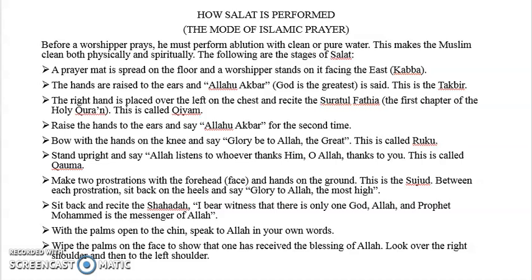The Muslim then makes 2 prostrations, with the forehead or the face on the ground together with the hands. This is known as Sujud. Between each prostration, the Muslim sits back on the heels and says, Glory to Allah the Most High. Then the Muslim sits back and recites the Shahada. That is, I bear witness that there is only one God, that is Allah, and Prophet Muhammad is the messenger of Allah. With the open palms to the chin, the Muslim speaks to Allah in his own words. This is known as the Nafil or the Nawafil.